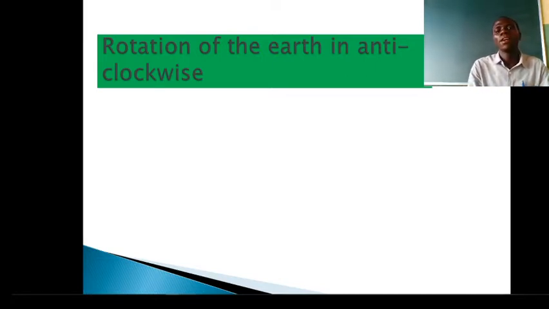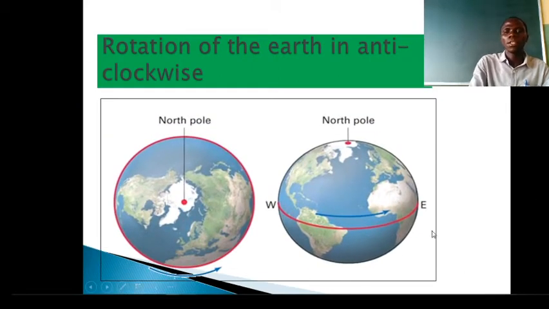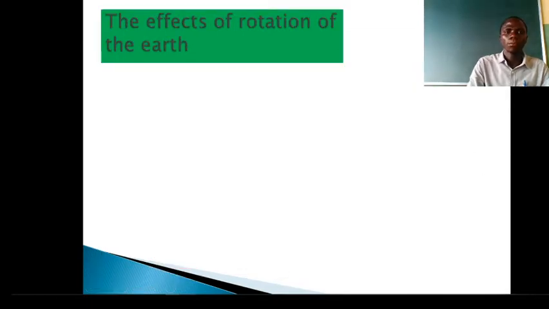I think, as you saw in the movie, the Earth moves in an anti-clockwise direction. Look at this image, you see the direction of the Earth. It moves like this, in a direction opposite to the hands of the clock. Let's proceed with its effects on the environment here on the Earth's surface.